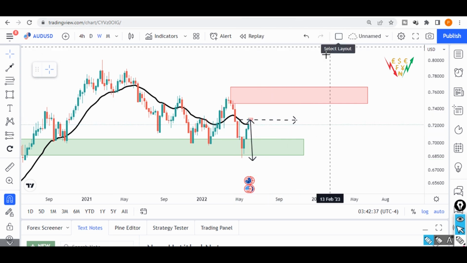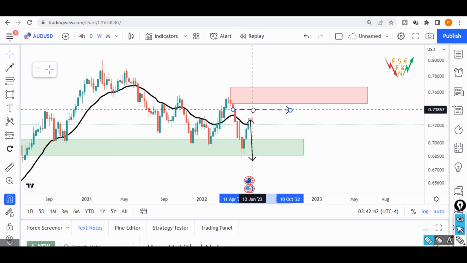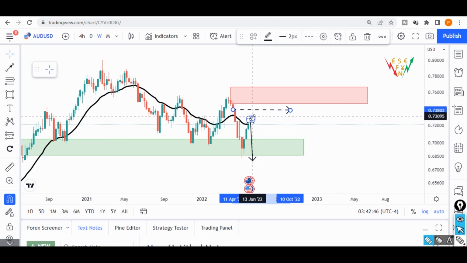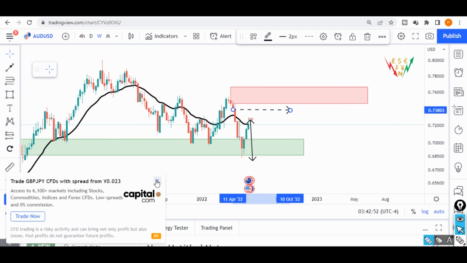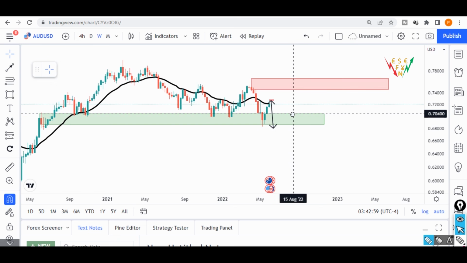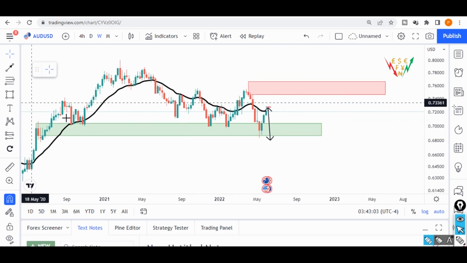I'll then be targeting this area. If price actually breaks and closes above the moving average after a retest, I'll then target this area for a long position, right? So that's my analysis for the audusd. Like I said, I'm bearish on the audusd. So guys, let's look at the euro usd most importantly.